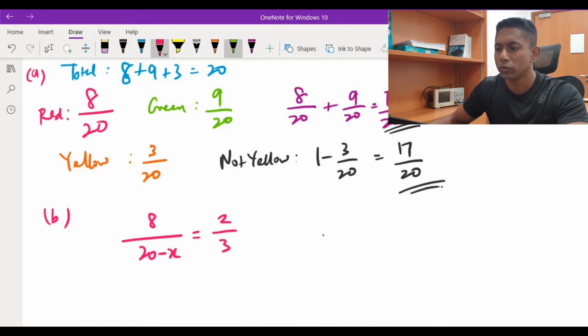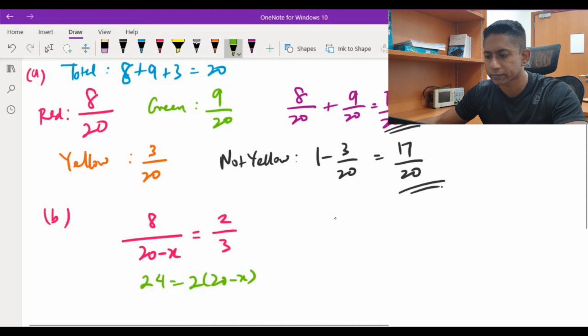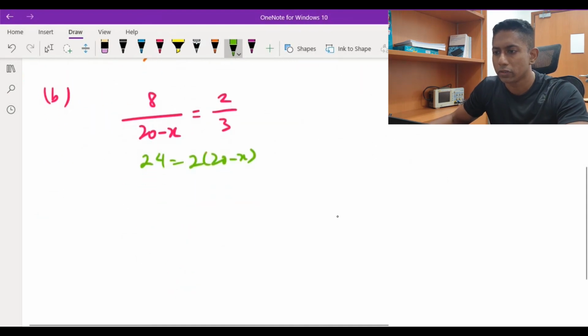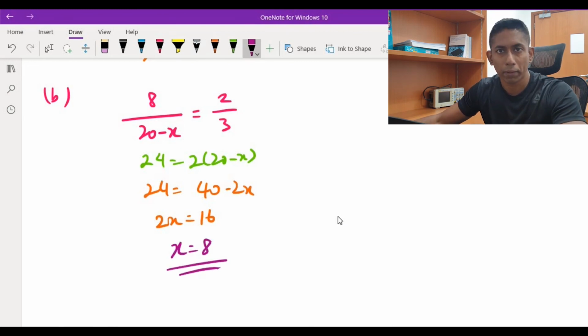So we can go ahead and solve this by cross multiplication. 24 equals 2 times 20 minus x. So you will have 24 equals 40 minus 2x. 2x equals 16, and so x equals 8, and that is your answer here for part B.